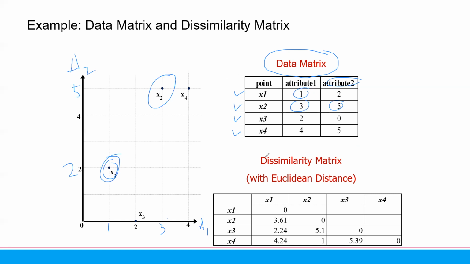We can measure the dissimilarity matrix and we will get the result. The distance between x1 and x1 is 0. The distance between x2 and x1 is this number. So we can measure the distance between x1 and x2, the distance between those two objects. We will use this kind of data matrix and dissimilarity matrix.